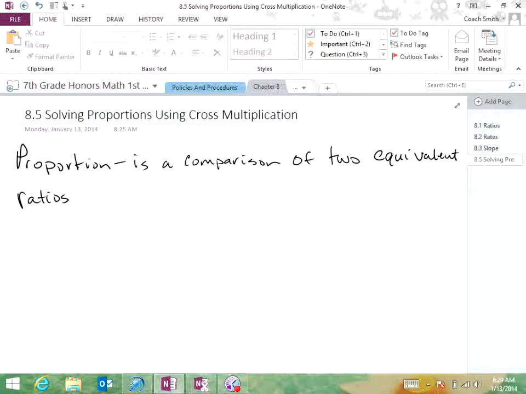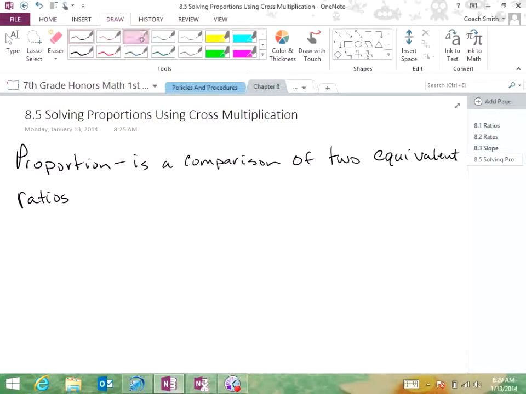All right, now, basically what a proportion is going to look like is equivalent fractions. Okay, that's what they're basically going to look like.